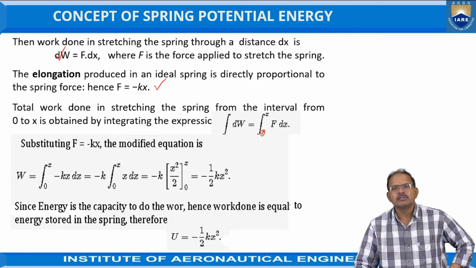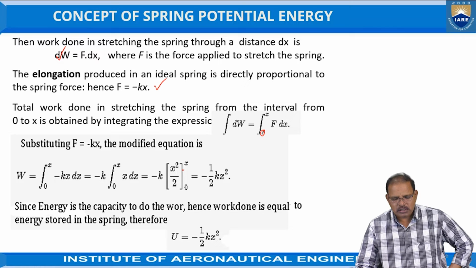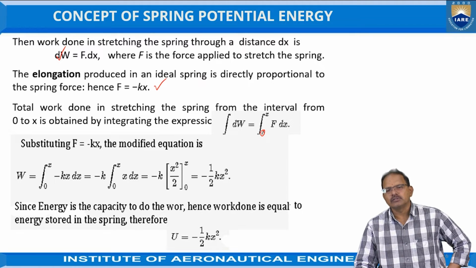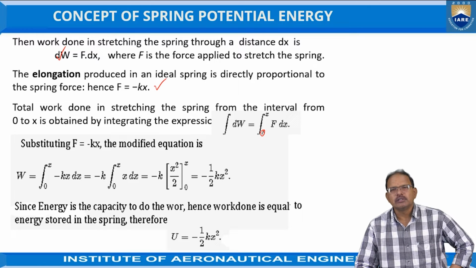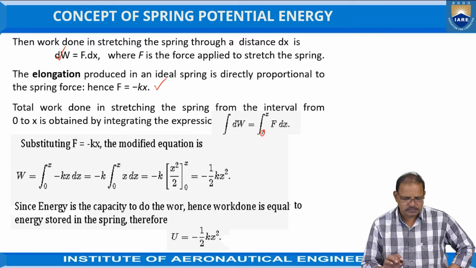Since k is the spring constant, we take k outside. Minus k, the remaining is the integral from 0 to x of dx. On integration, it is minus k into x square by 2, with limits 0 to x, hence it is equal to 1 by 2 k x square. Here the work done by the external force on the spring is given by minus of 1 by 2 k x square.